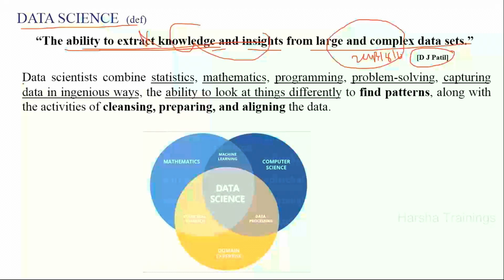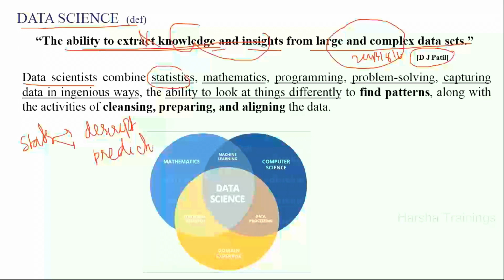If you want to become a data scientist, you should be good in statistics. There are two different kinds of statistics. The first one is descriptive statistics. The second one is predictive statistics. You should be good in these two.